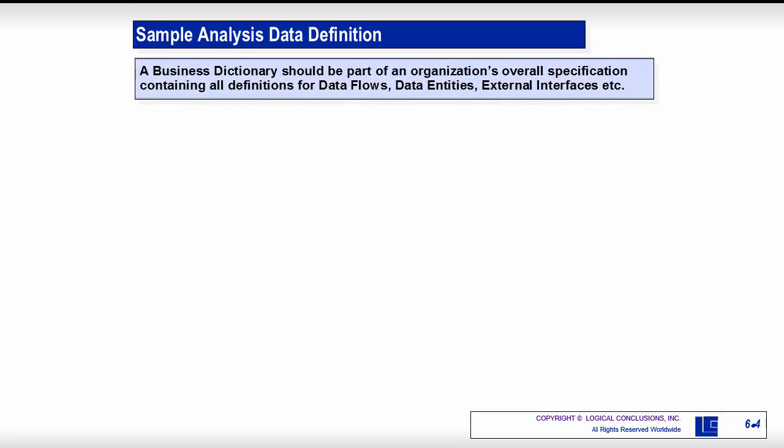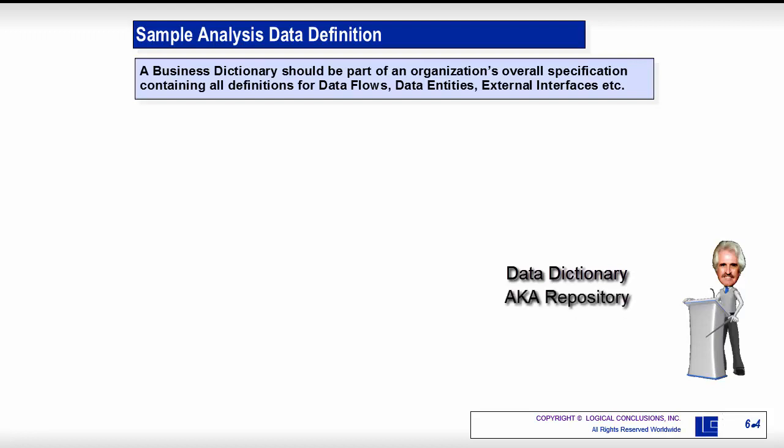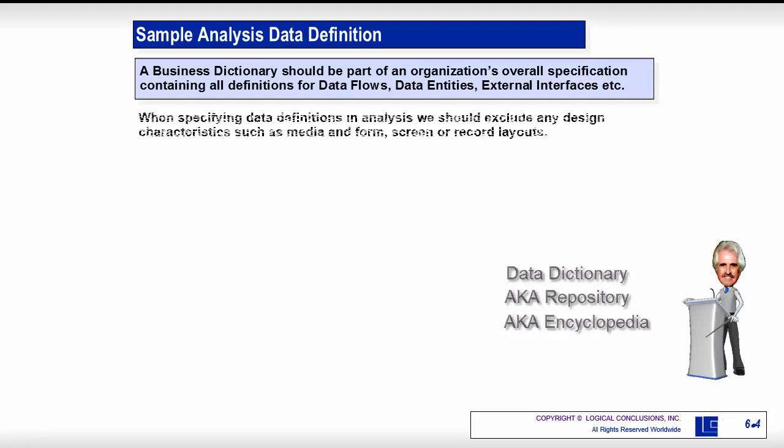dictionary of definitions. A business dictionary should be part of an organization's overall specification, containing all definitions for data flows, data entities, external interfaces, etc., documented on the analysis models. I prefer to call this set of business definitions a data dictionary, but there are other names you'll find in the technical literature, such as repository and encyclopedia.